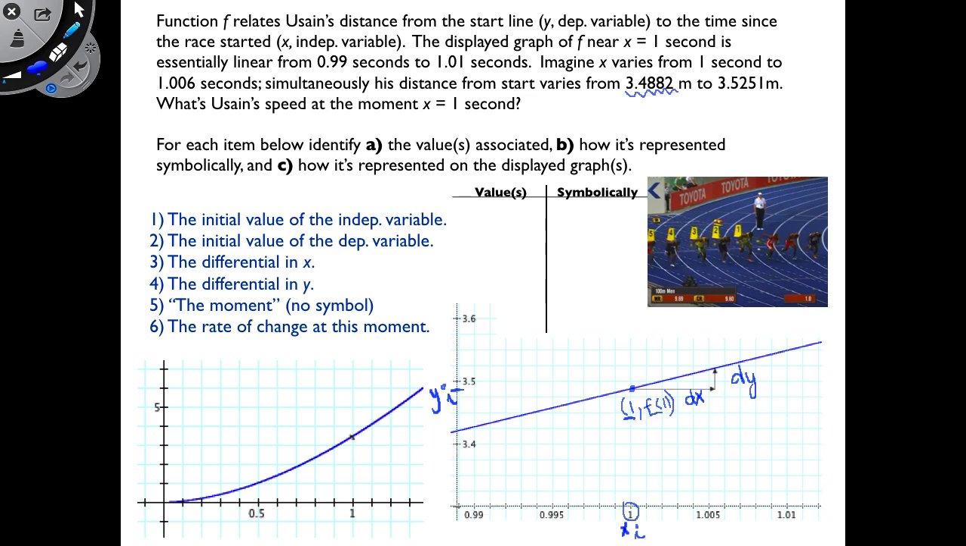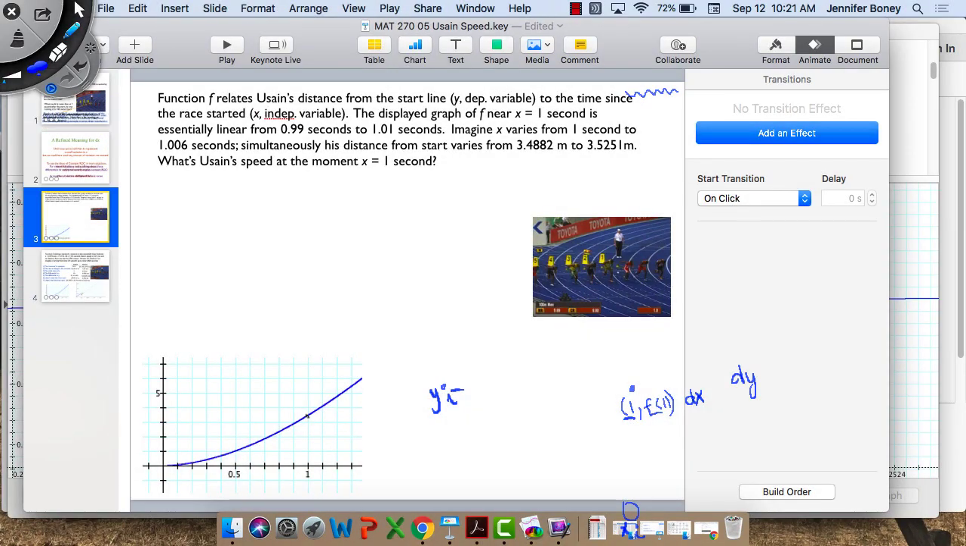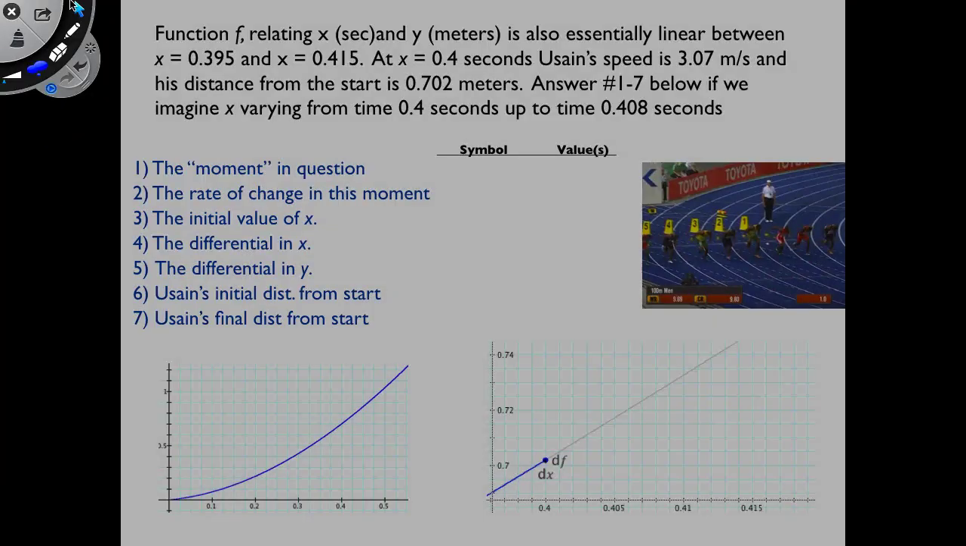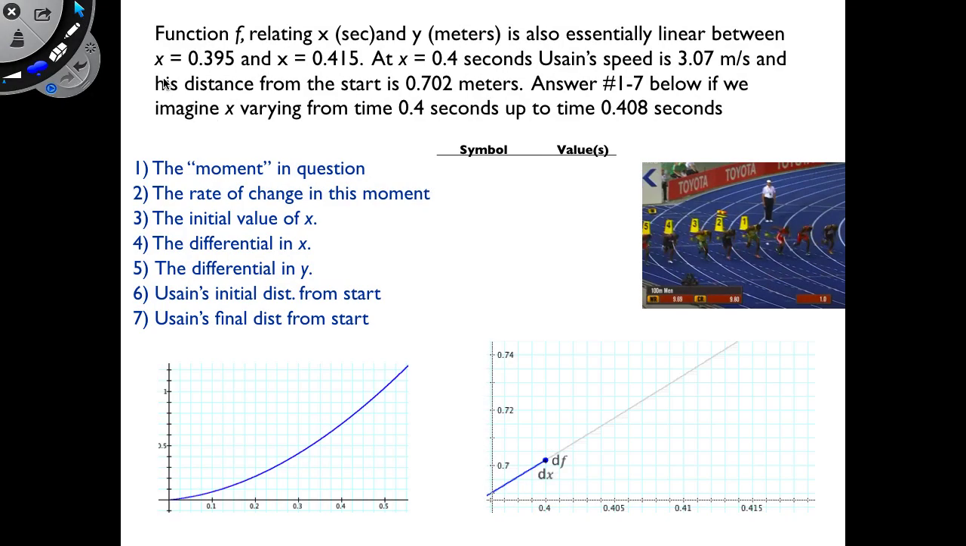Now, let's do a different problem within a different moment. I got to clear this all off. And we'll go to, oops, this guy. All right, so here's a second moment of the graph. If you can see, this is much closer to the start of the race.